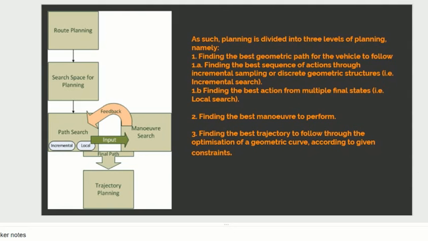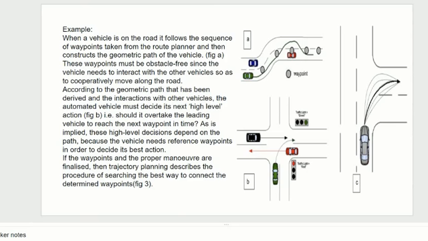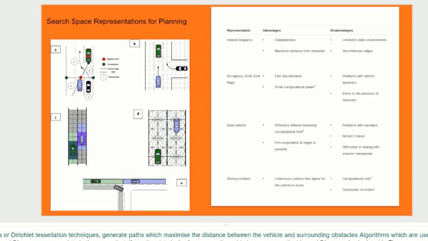Next slide. Okay. So here there are three scenarios explained in this slide. I'll connect it to slide number 3, which we just saw, which was for search space representations for planning. So in diagram A, which you all can see, there are waypoints.